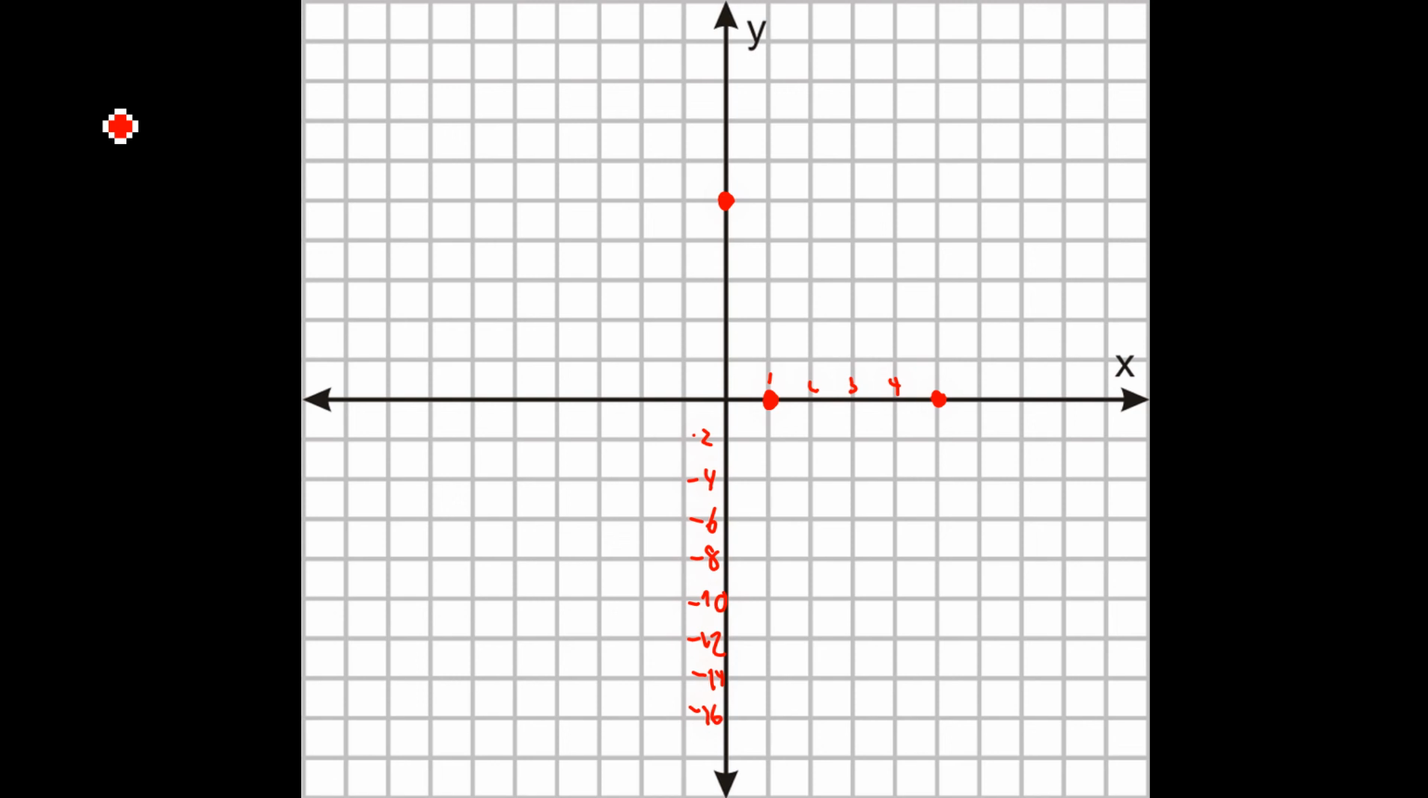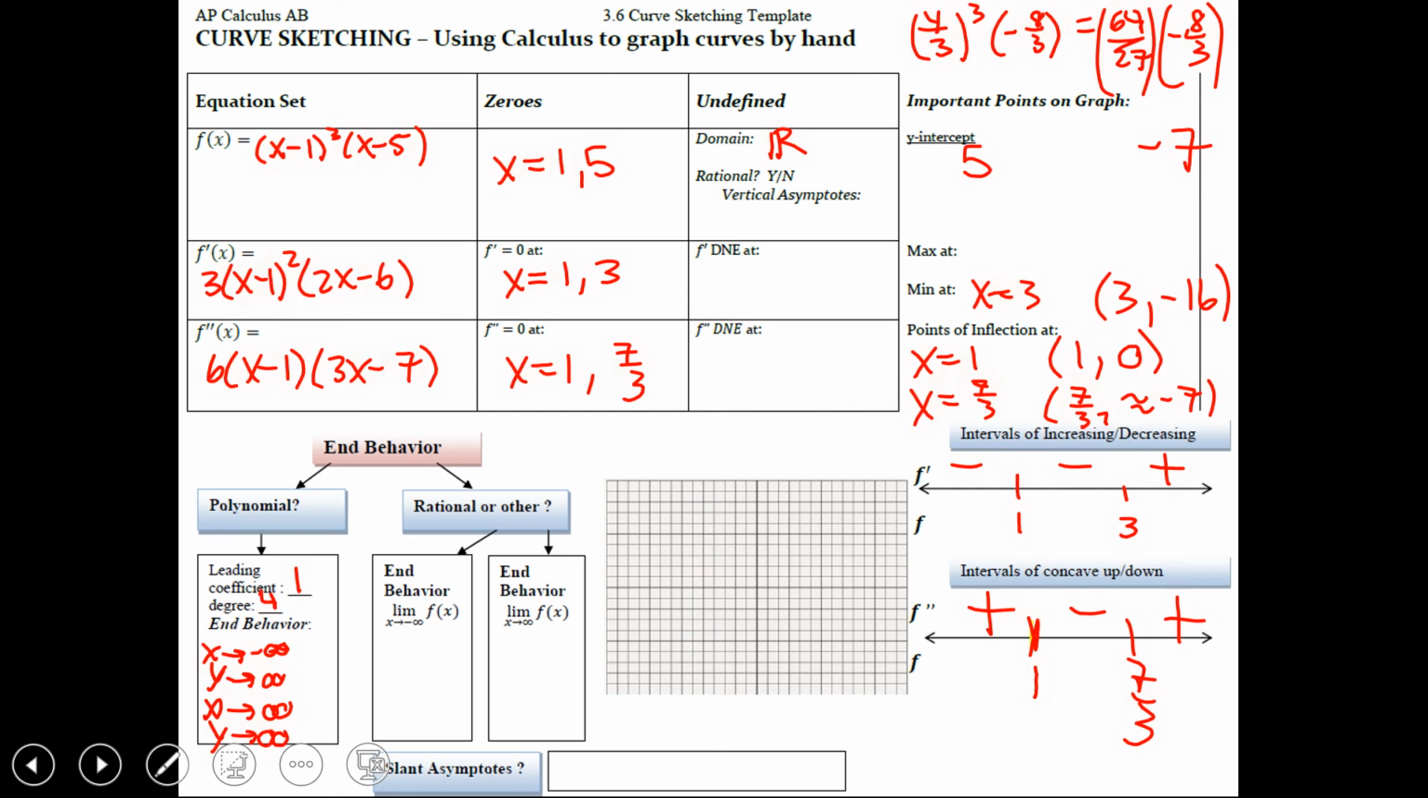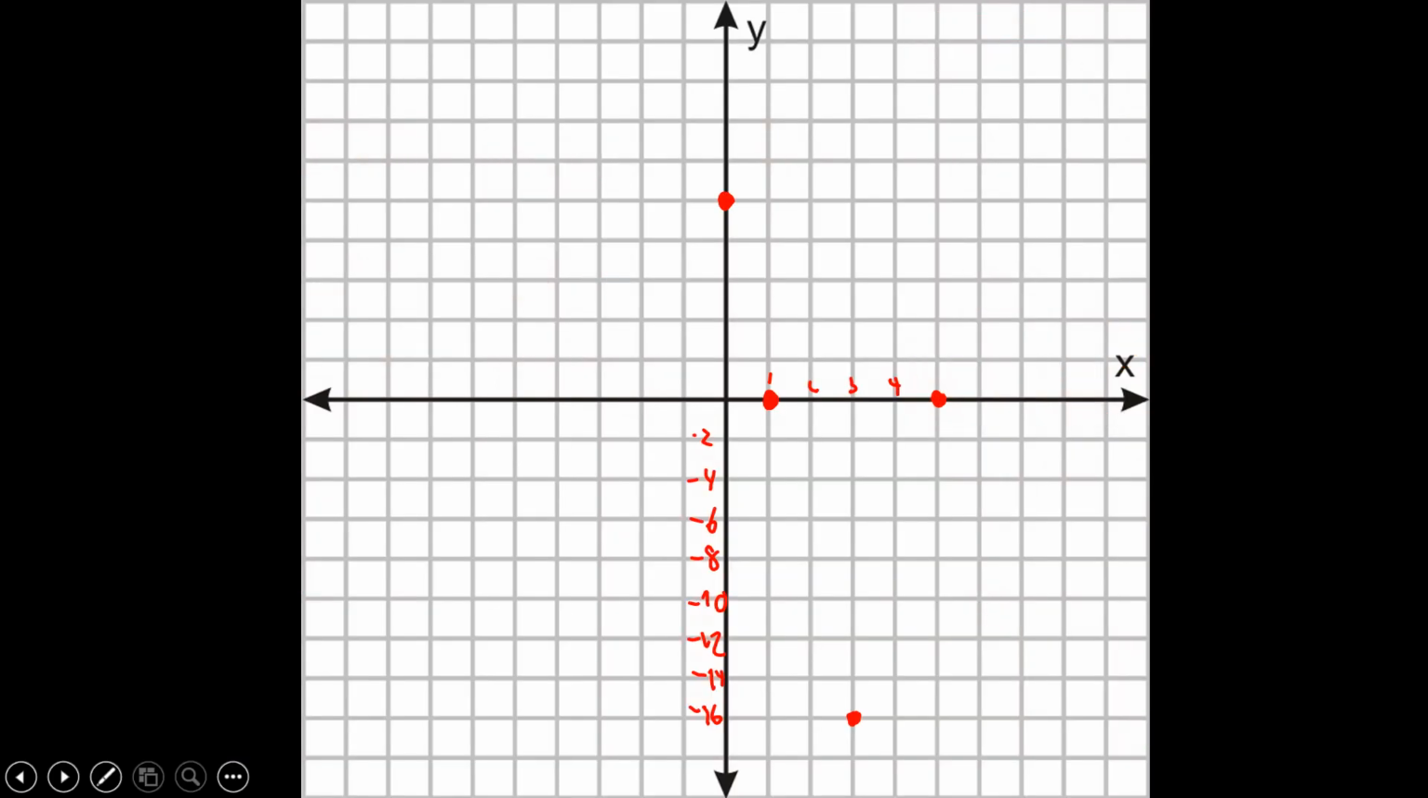Perfect. So you're starting to see this graph take shape a little bit. One of the other points we know, I've got a point of inflection at 1, 0. And I also have a point of inflection at 7/3 and roughly negative 7. So I know this is a point of inflection at x equals 1. And my other one is at 7/3, just a little over 2, and then about negative 7, so right about there. So this graph is kind of funky.